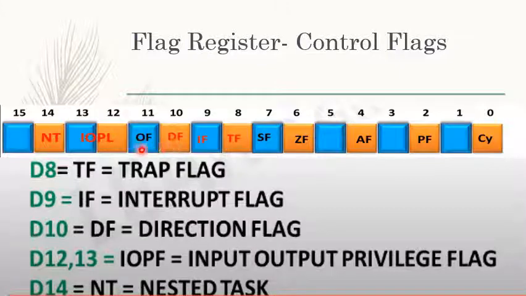Next, bits D12 and D13. Bits D12 and D13 are input output privilege flags. Next, bit number 14 is nothing but the nested task flag.